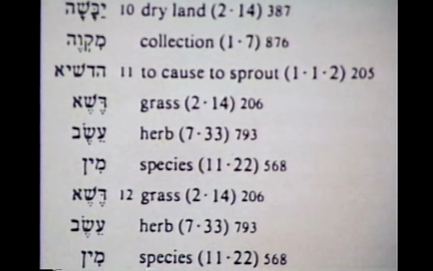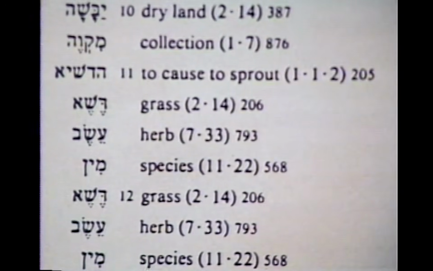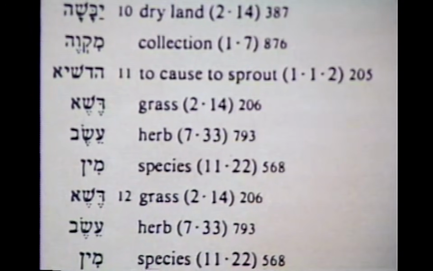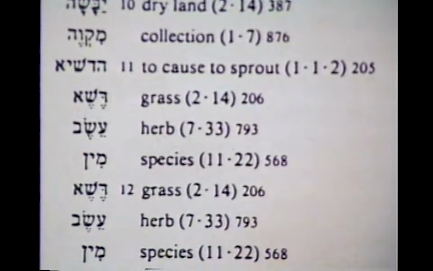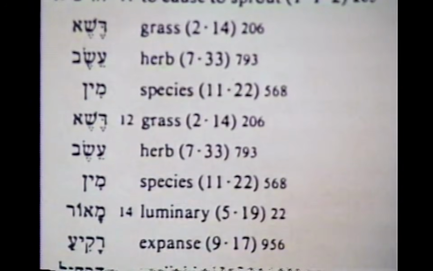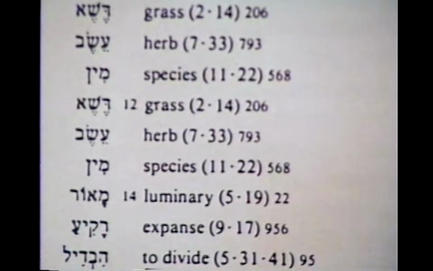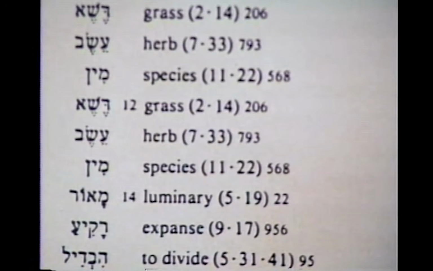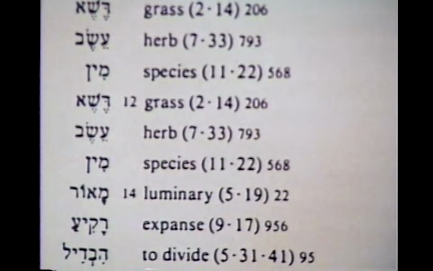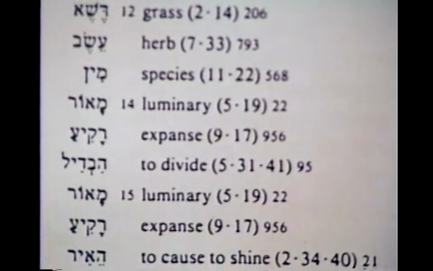And then that number outside the parentheses, like the word species there just before verse 12, 568, that is keyed to Strong's Concordance as well. Or excuse me, that's keyed to Brown Driver Briggs, so that you can save time in looking up that word right there in Brown Driver Briggs. So this is a very helpful book.